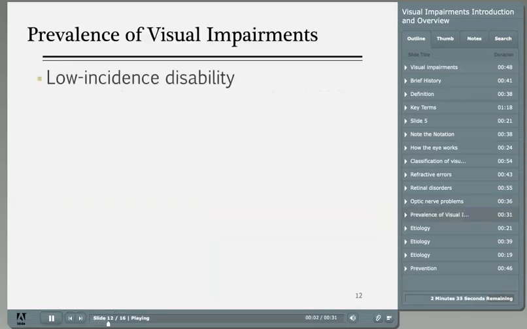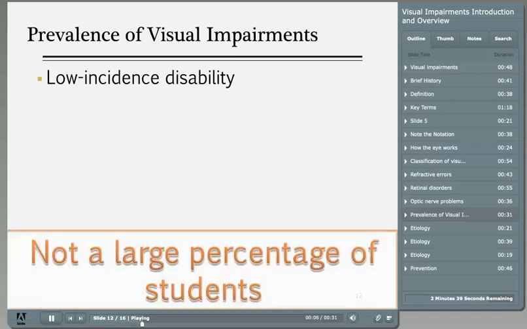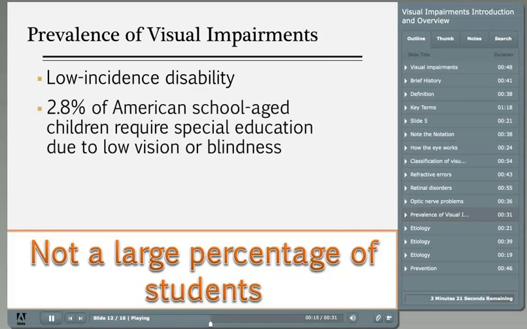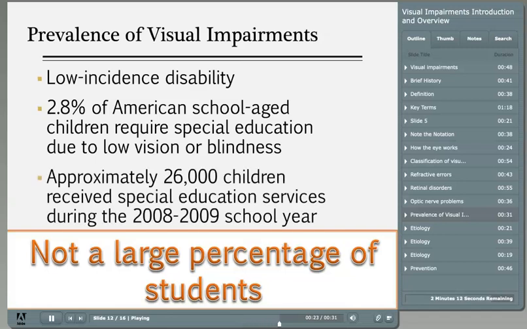Low vision blindness is a low incidence disability. That means that there is not a large percentage of students that require special education services under this category. Approximately 2.8% of the school-age population require services due to low vision or blindness. During the 2008-2009 school year, about 26,000 children received special education services for low vision blindness.